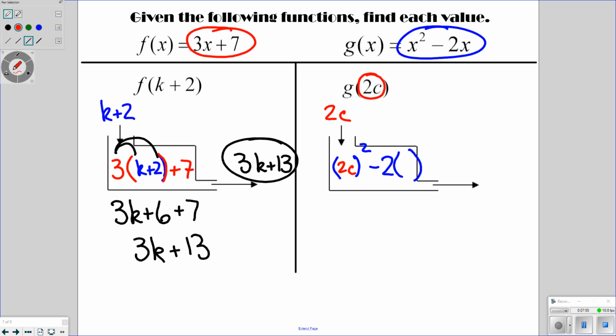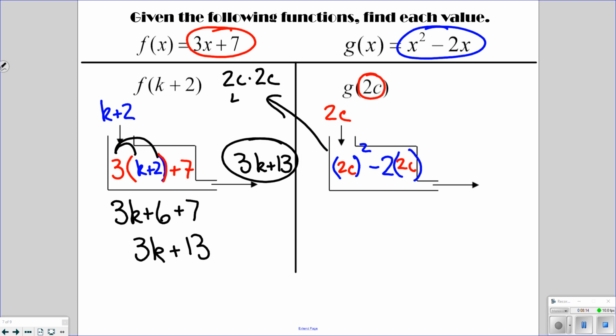Now I have to do a little bit of simplification, which isn't too hard, but just showing you a small trick here. If I have 2c squared, how do you actually do that? 2c squared means I have 2c times 2c. To multiply those, 2 times 2 is 4. c times c is c squared. So if you forgot how to do that, that's going to be 4c squared.